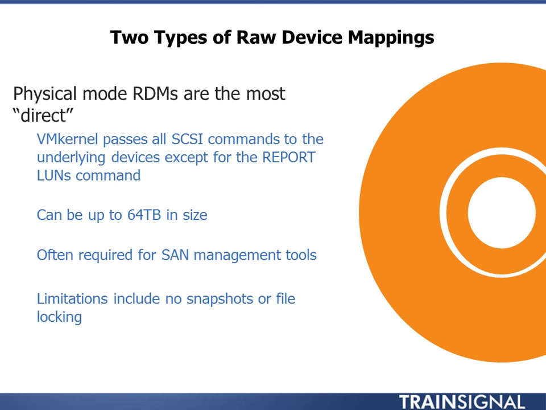Limitations include no snapshots or file locking. So I mentioned mapping file and snapshots a minute ago. That's not acceptable on physical mode. Physical mode is as direct as you can get, except for the report command. But you don't get any of the other cool VMware functions. You don't get to do snapshots and stuff like that. So keep that in mind.